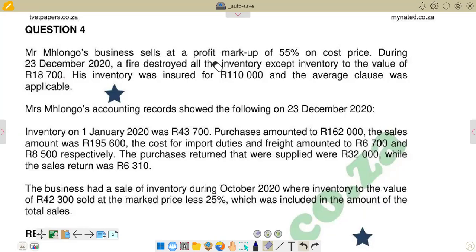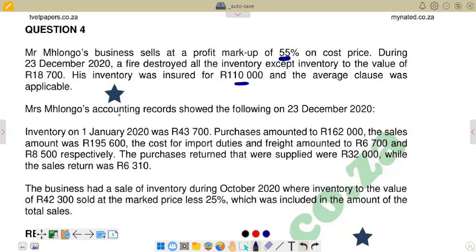In this video, we want to look at a question on insurance claim, and this question is from the November 2023 question paper. So this is question 4, and the question reads, Mr. Fongo's business sells at a profit markup of 55% on cost price. On 23 December 2020, a fire destroyed all the inventory except inventory to the value of 18,700 rands. His inventory was insured for 110,000 rands, and the average clause was applicable. Very important to take note.